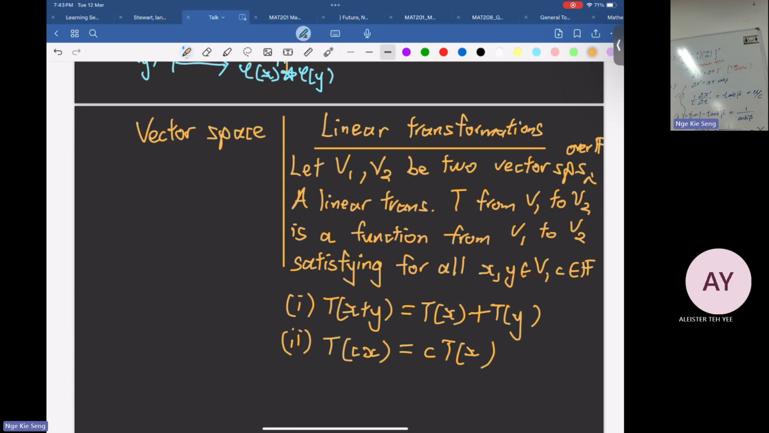So if you use the commutative diagram that I introduced just now, there are two commutative diagrams here. Right. So first, you can add first and then send it across, or you can send them separately and then add them together. I hope that this provides a new way for you to see this equation here. Similarly here, you've got c and x. You can multiply them first and then send them across, or you can send x across and then multiply by c. Okay, does it make sense?